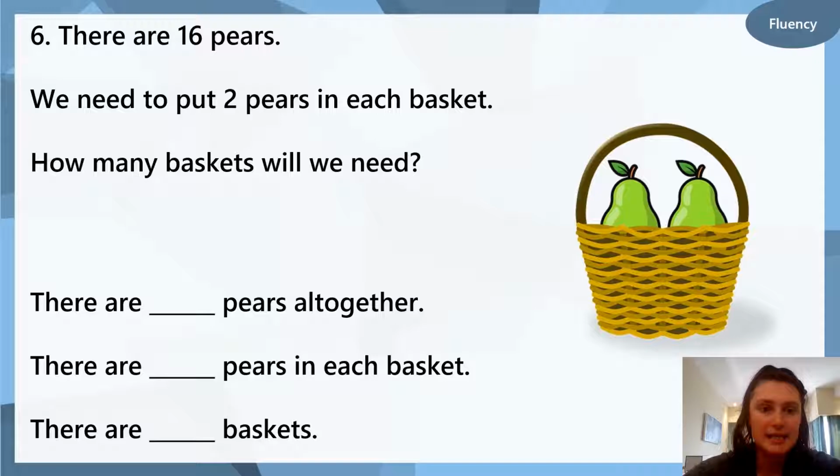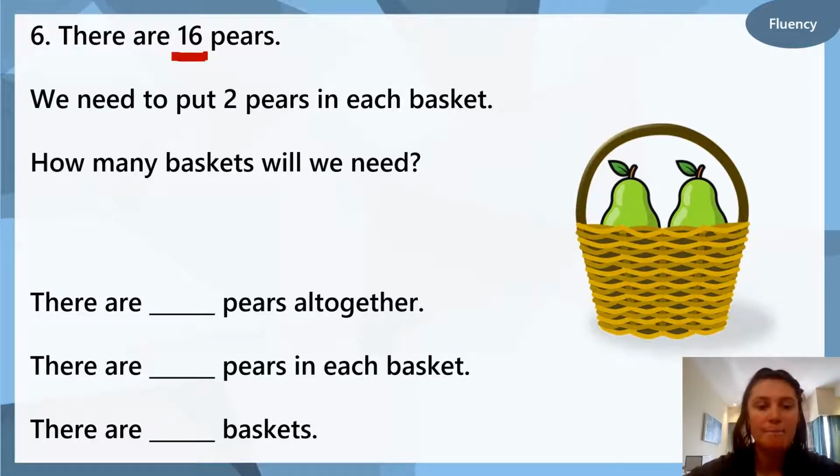Okay, question 6. There are 16 pairs. We need to put 2 pairs in each basket. How many baskets will we need? So let's have a look. First, we need to see how many pairs there are altogether. It tells us that in our question. How many pairs are there? Very good. There are 16 pairs.